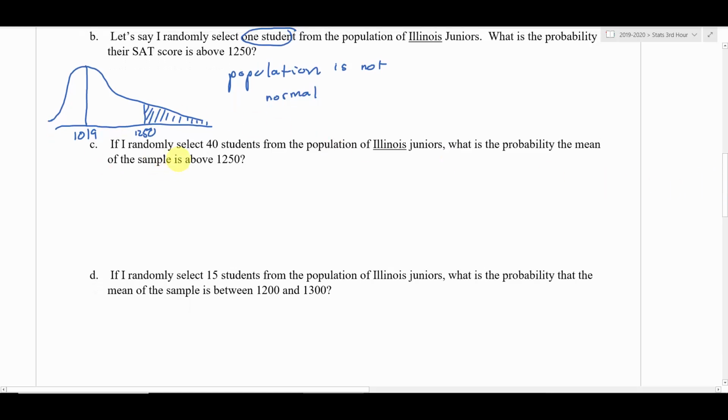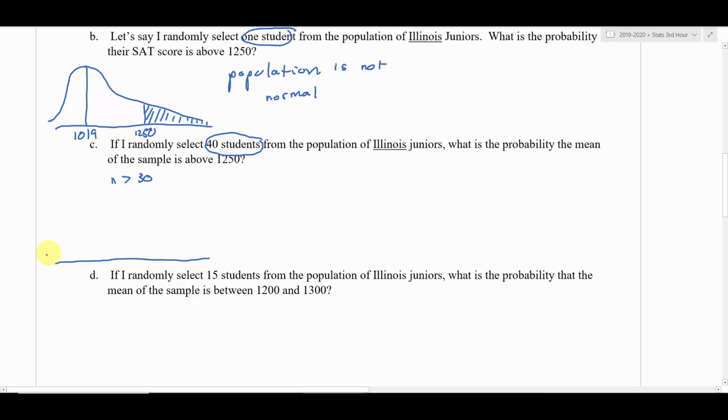Now, let's say we change it up. Instead of taking one student at a time, let's say we select 40 students at a time. Okay, so when we take 40 students at a time, we're not dealing with the population distribution anymore. We're dealing with the sampling distribution. And in this case, since the sample size is greater than 30, so I'm going to mark that down here, n is greater than 30, right? Because it's 40. We know that the sampling distribution is going to have a normal shape.